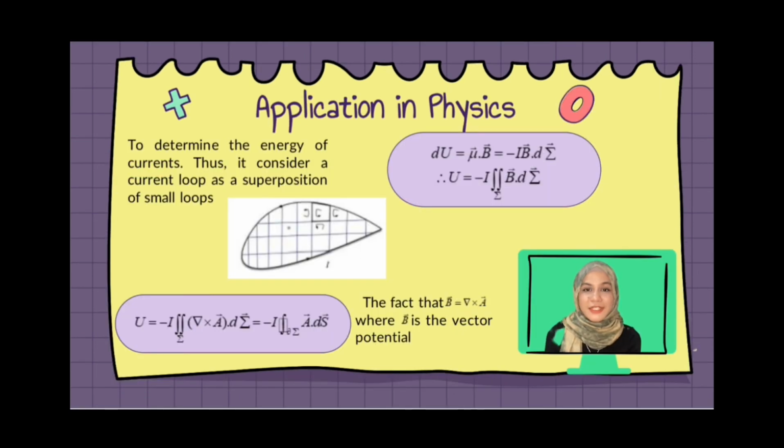In the application of Green's theorem in physics, it is used to determine the energy of currents, where it considers the current loops as the superposition of small loops. The energy contained within the tiny loop is shown in the figure.